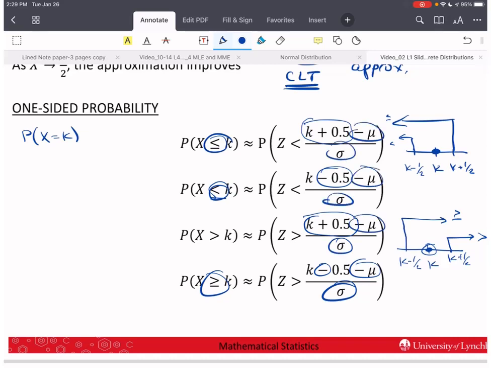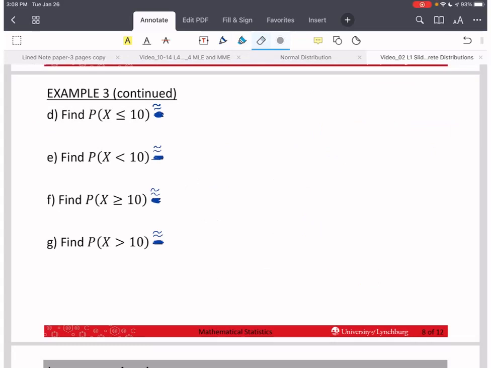Okay? So I don't memorize the formulas so much, but it does help if you have them written down. You can think through them. All right, now let's continue.